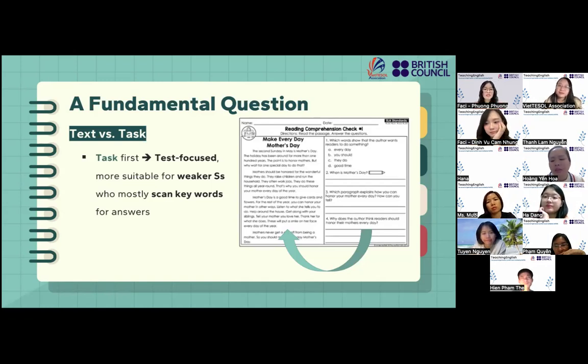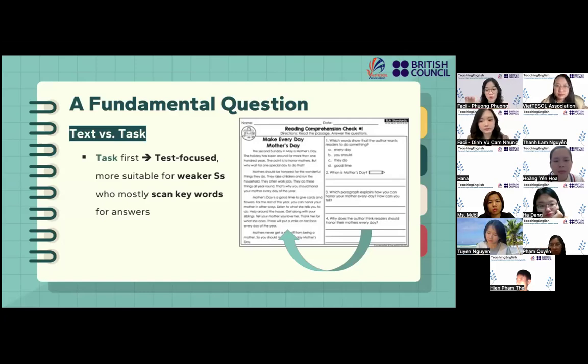But I think this approach is only suitable for weaker students because they cannot read the whole text themselves and they wouldn't understand the whole text. So the more points they can get from scanning for the keywords, the better. But actually, this way, if you think about it, when you read the question first, you don't really know what the text is about, and you don't really know the structure of the text and what kind of knowledge or message the author is trying to get through to you through the text.